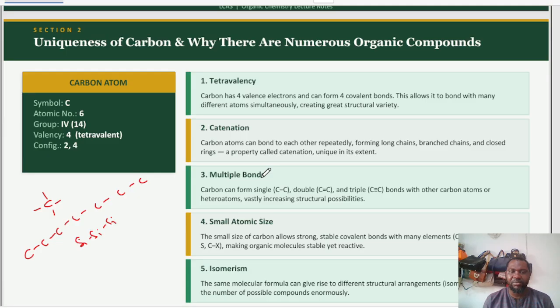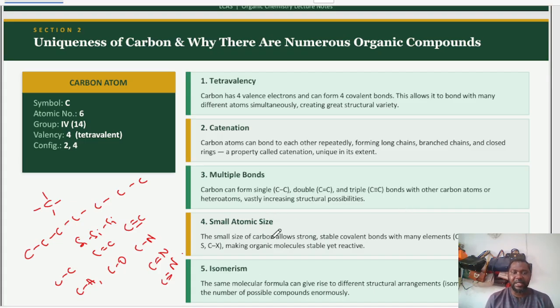The third is multiple bonds. Carbon can form multiple bonds with itself and with other elements. For example, you can have a carbon-carbon single bond, a carbon-carbon double bond, a carbon-carbon triple bond. Not only with itself, it can also form the same with other elements like carbon-hydrogen, carbon-oxygen, carbon-nitrogen, and sometimes even double or triple bonds. This is another thing that makes carbon very unique and organic compounds very numerous.